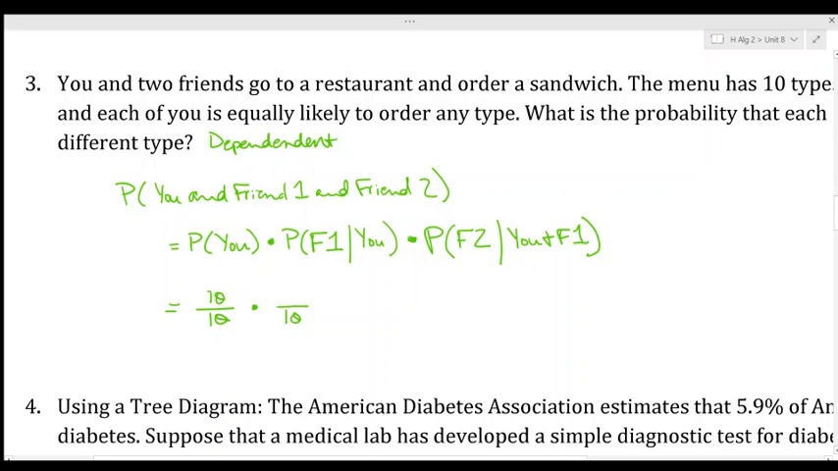Now, friend 2, same thing's going to happen. There are still 10 sandwiches to choose from, but he doesn't want the same thing as you and friend 1. So that means he has 8 choices to choose from. And when you do the mathy math for this, you get 18 out of 25, or if you are not a fraction person, 0.72.